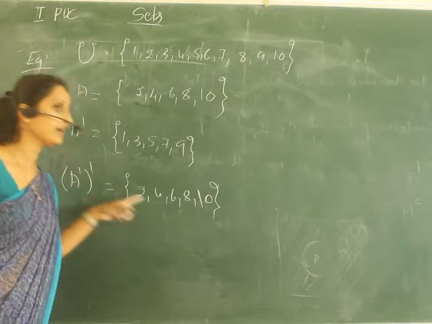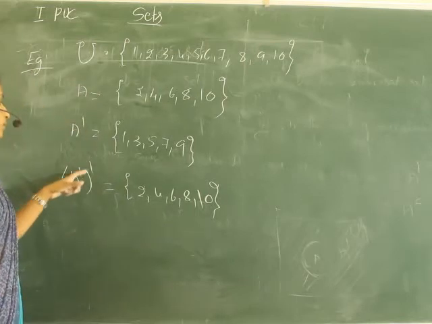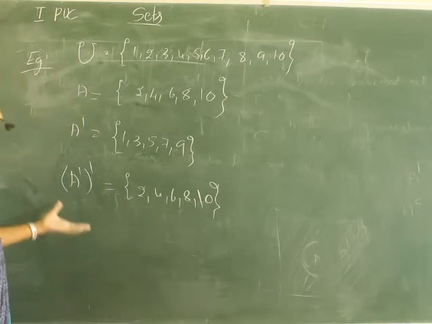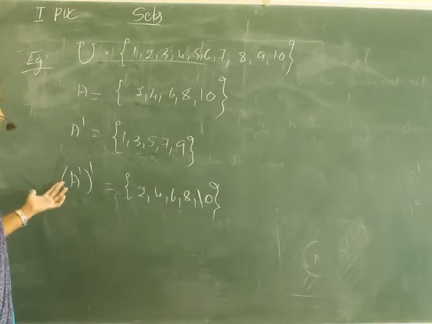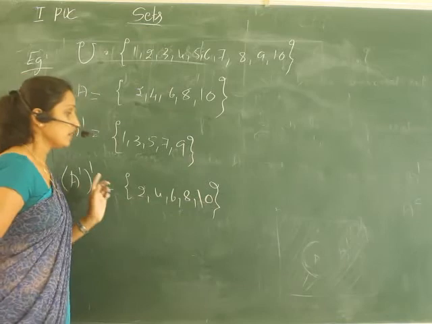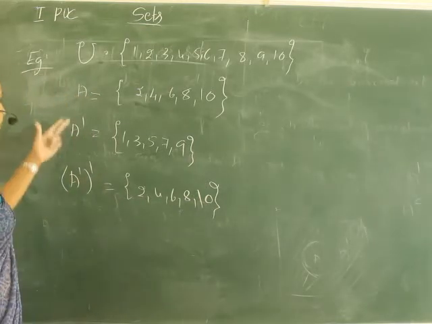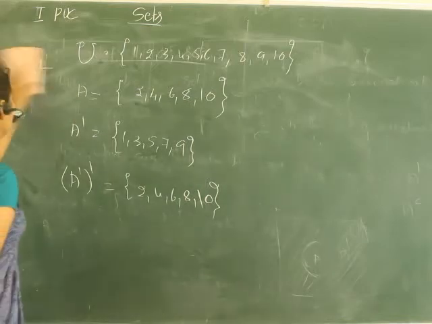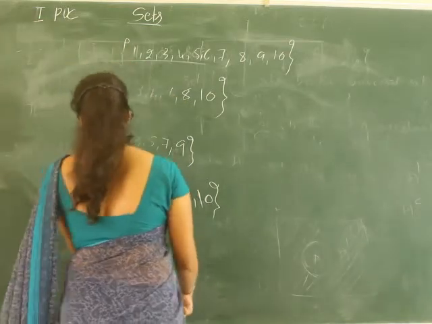So we are getting again A. Therefore, A complement complement is always A. That is one of the rules, one of the properties of the complement of a set. A complement complement is always the given set A itself. So this is one of the examples. Next I'll give one more example. You have to calculate many values in that.